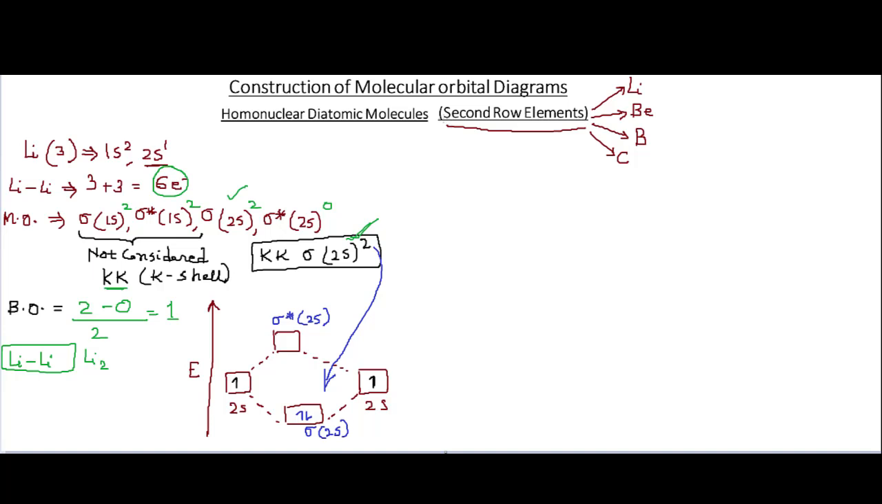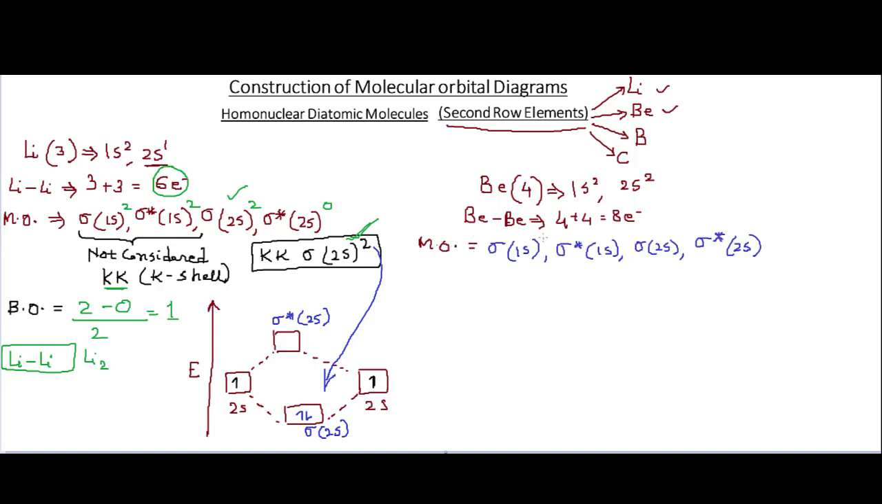After lithium, we quickly move on to beryllium. Beryllium has just one extra electron, atomic number 4, with configuration 1s2 and 2s2. So a single beryllium atom contains 4 electrons. For 2 beryllium atoms, the diatomic molecule will contain 4 plus 4 is equal to 8 electrons. Therefore we fill the molecular orbitals: 2 plus 2 is 4, 2 is 6, and 2 is 8. So it is similar to lithium, just with extra electrons in the anti-bonding 2s orbital.